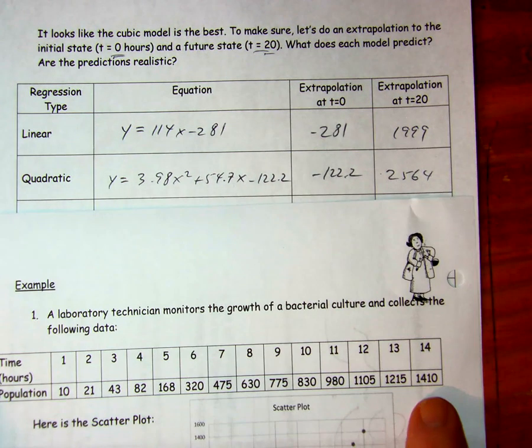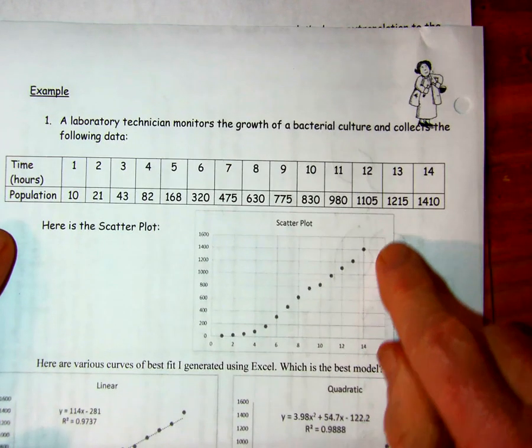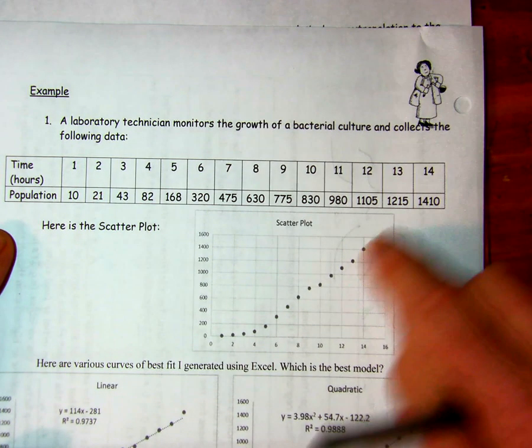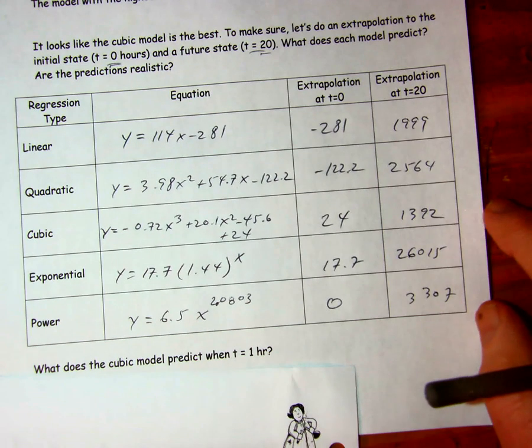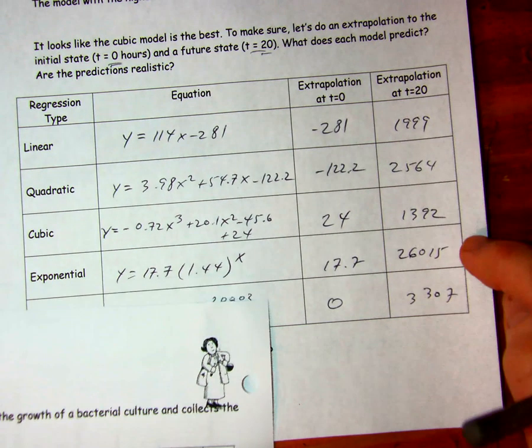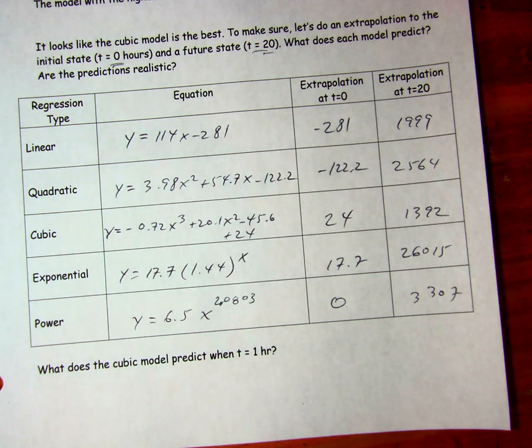Again, our highest number at 14 hours was 1410. It looks like it was going up, so I don't know what you would expect, but it looks like some of these are a little higher and some of these are a little lower than what you would expect, right?